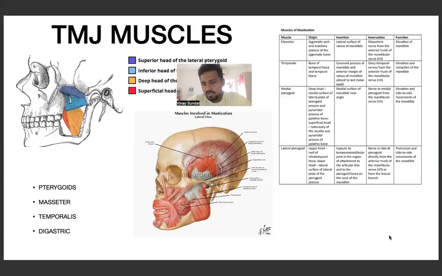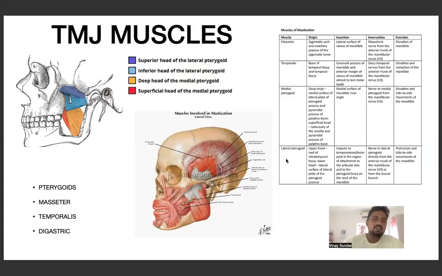TMJ muscles. So you have the four muscles. Actually, this is not the TMJ muscles, it's the muscles of mastication. Sorry, ignore the slide on the top. These are the muscles of mastication. So you have four muscles of mastication, which are your masseter, temporalis, medial pterygoid, and lateral pterygoid. Now, for your exam, you need to know your origin, insertion, innervation, and function.